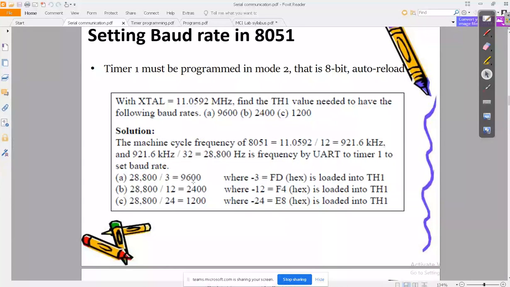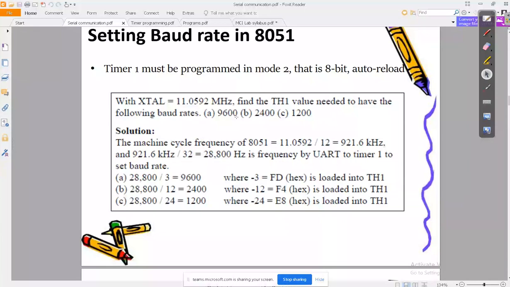So the 11.0592 megahertz frequency we convert to machine level frequency by dividing by 12. After that, again we divide by 32 for getting the UART frequency. So we got 28,800 frequency. But here we want to transfer the data per second. So per second, we will use these standard baud rates.